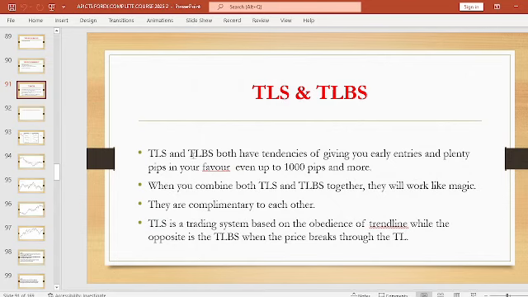Trend line strategy and trend line breakout strategy both have the tendency of giving you early entries and plenty of pips in your favor, even up to 1,000 pips. You can see that in all the examples I was giving you, we are actually entering at the exact point, at the beginning of an impulsive move. It is giving us a very early entry.